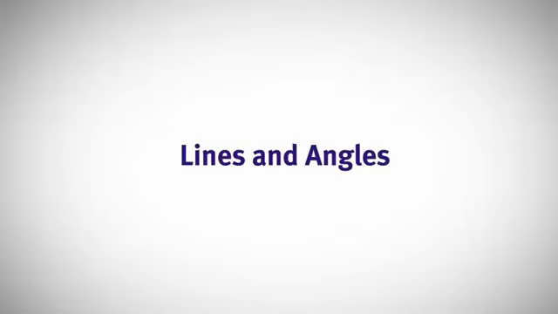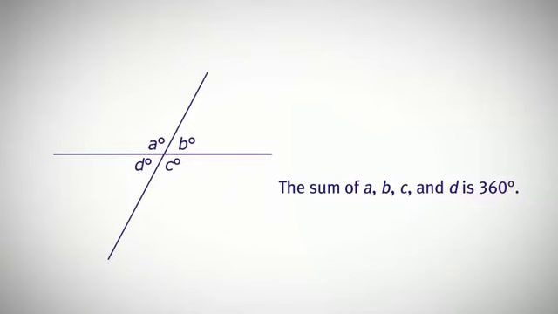We're going to start with lines and angles. When lines intersect, they create angles. And there's a couple of things you're going to want to remember about these angles. First of all, the sum of angles around a point of intersection is 360 degrees. A straight line is equivalent to an angle of 180 degrees.